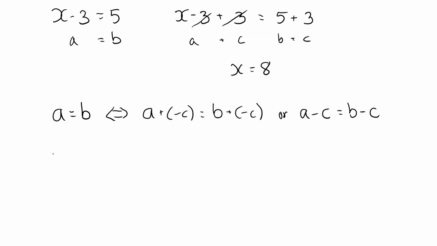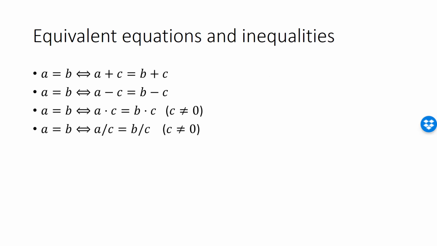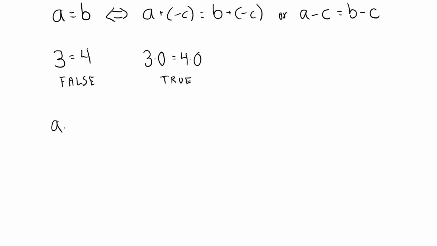For example, 3 equal to 4 is a false statement. However, multiplying both sides by 0 will make it true. This is why we must exclude 0. You can also divide both sides of an equation by the same number except for 0. This follows from the third rule, since dividing by C is the same thing as multiplying by 1 over C.